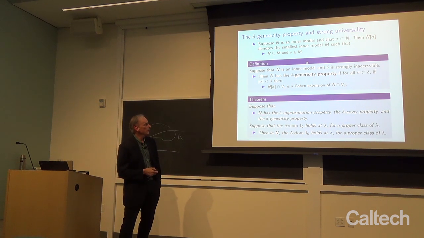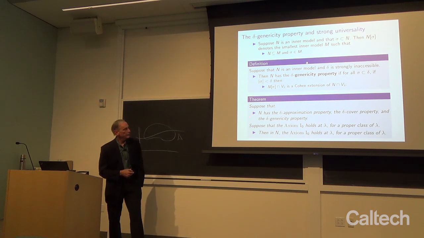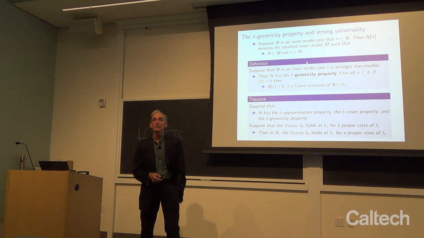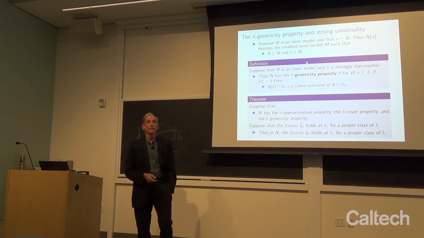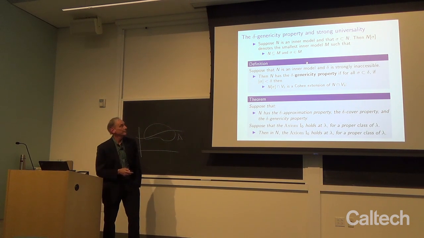If N has the delta approximation, delta cover, and delta generosity properties, and suppose the axiom I0, and this is just a sample, holds at lambda for a proper class of lambda, then in N the axiom I0 holds at lambda for a proper class of lambda. All large cardinals go down. Okay. Now there's an obvious conjecture.